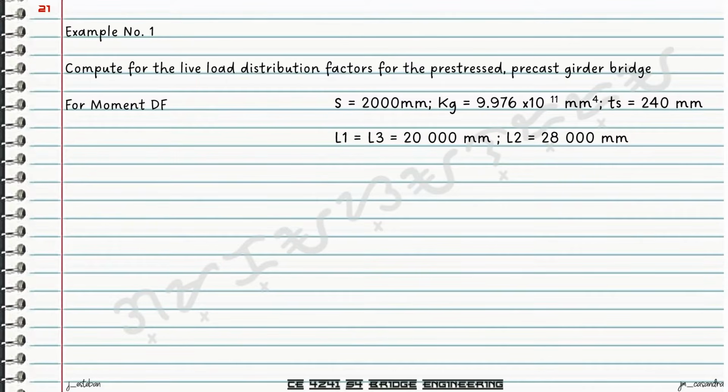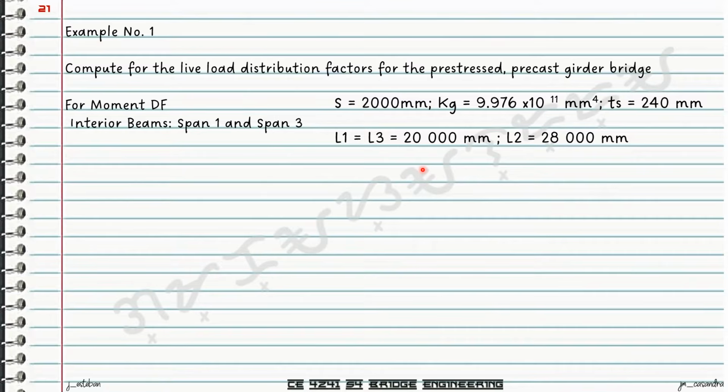So for the moment distribution for our interior beams, we start off first with span 1 and span 3, since the two spans are equal. But if L3 is of a different span length, then we are going to solve for the distribution factors for span 1 first, and then span 2, and then span 3. But in this case, since they are equal, we can solve them simultaneously.